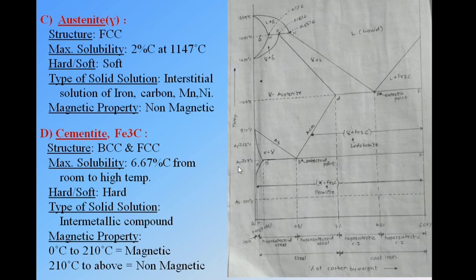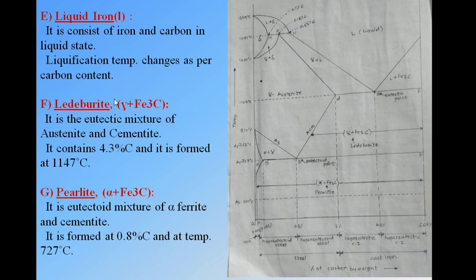Okay, so these are the four important phases. First is alpha ferrite, here we have; then delta ferrite, here; we have austenite here, and here we have the cementite. These are the four important phases in the iron carbide equilibrium diagram. Okay, so next, these are just to have the introductory part.